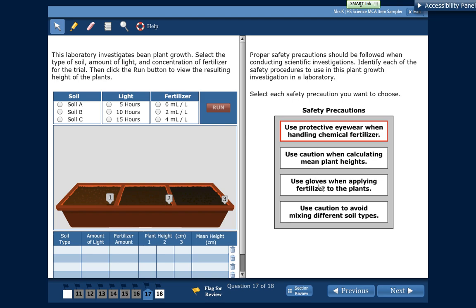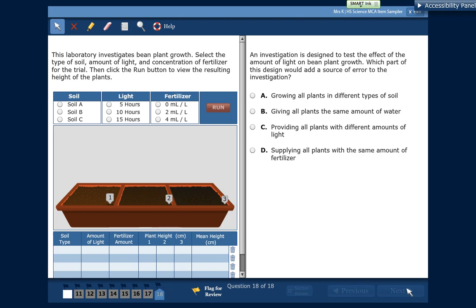Next one. Use gloves while applying fertilizer to the plants. If fertilizer contains chemicals, you should probably wear gloves. That makes sense. Next one. Use caution to avoid mixing different soil types. That doesn't make sense. Why would you have to use caution for that? Yeah, those are right. Boom. Next one.